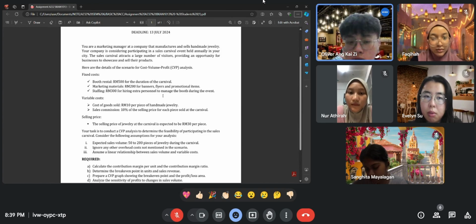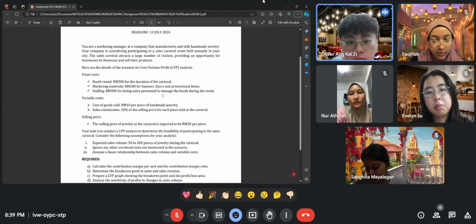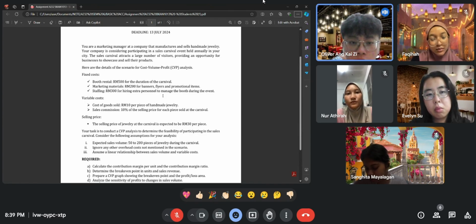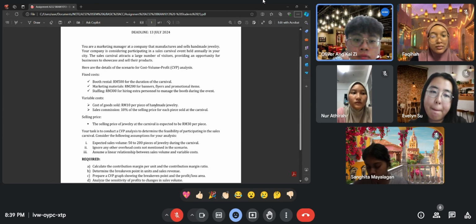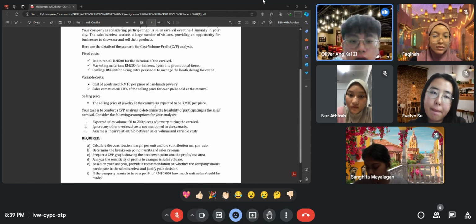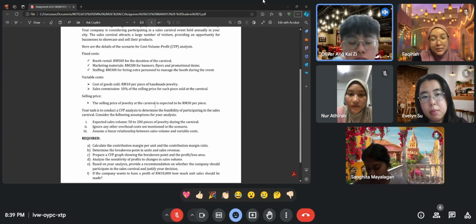Then for variable cost, cost of goods sold is 10 ringgit per piece of handmade jewelry. Then sales commission is 10% of the selling price for each piece sold at the carnival. For selling price, the selling price of jewelry at the carnival is expected to be 30 ringgit per piece. So our task is to conduct a CVP analysis to determine the feasibility of participating in the sales carnival.